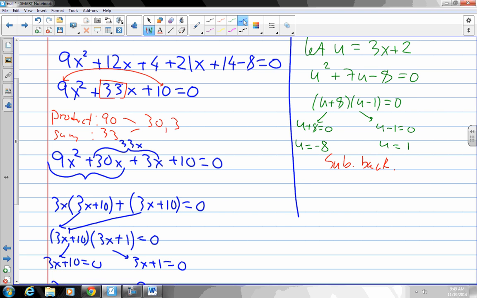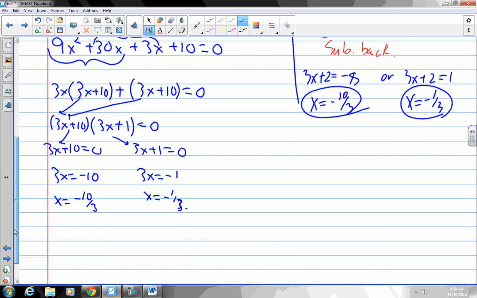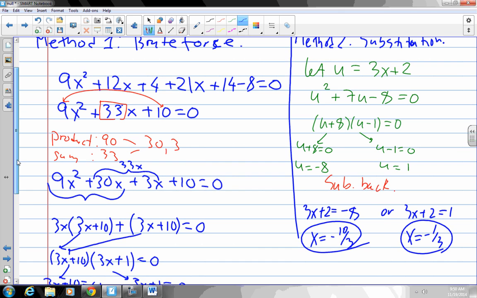So u was 3x plus 2, so that means 3x plus 2 equals negative 8, or 3x plus 2 equals 1. These are the two simple linear equations, right? So when you solve them, you subtract 2, divide by 3, x equals negative 10/3. You subtract 2, divide by 3, x equals negative 1/3. So we still end up with the same solutions, right? Which way is easier?